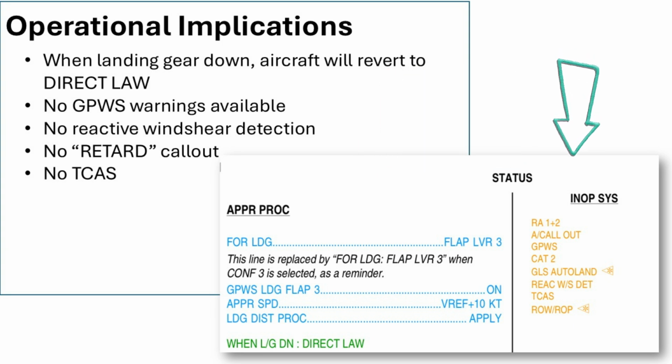Operational implications. No GPWS warnings available. No reactive windshear detection. No TCAS. No retard callout. So the crew must compensate with manual awareness and callouts.